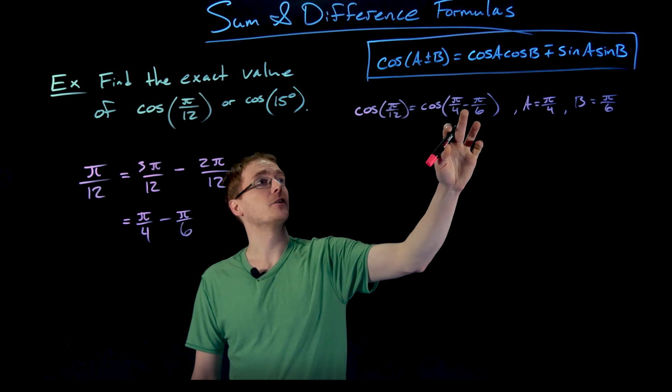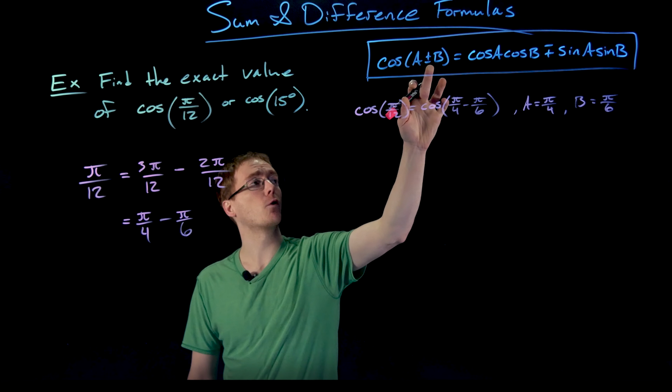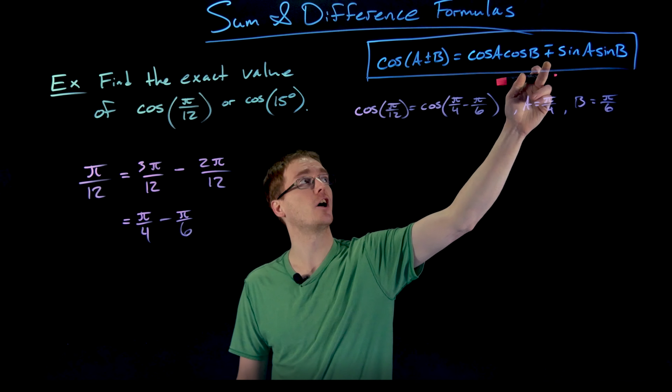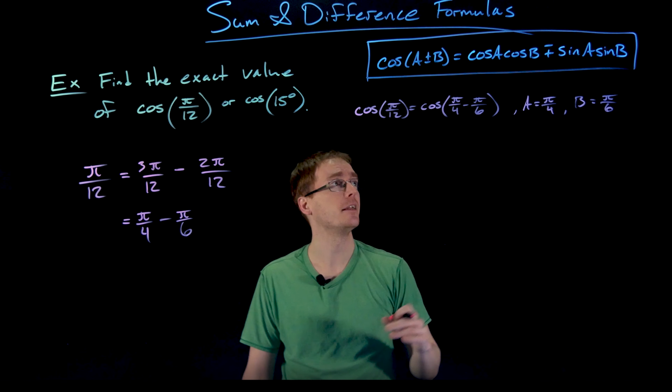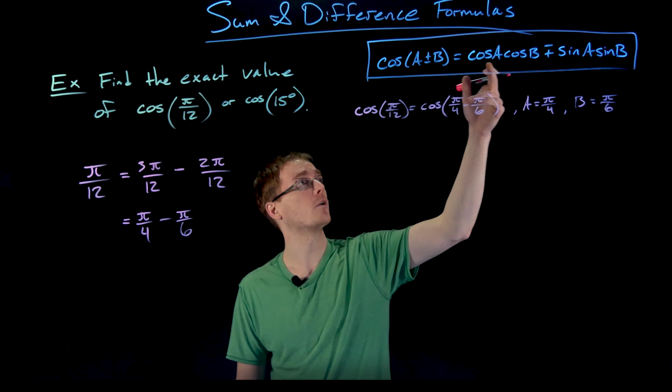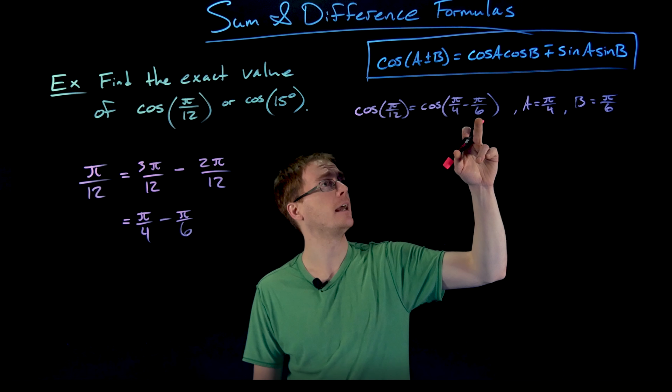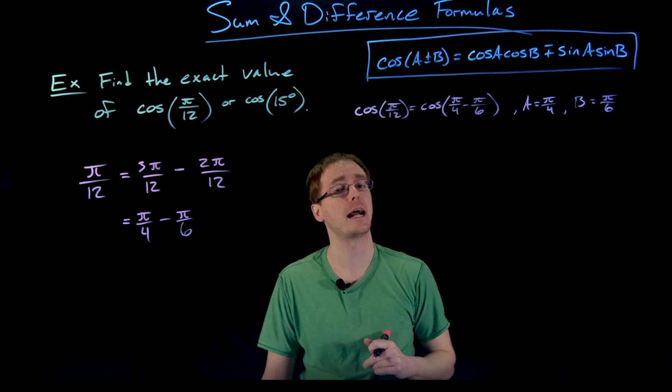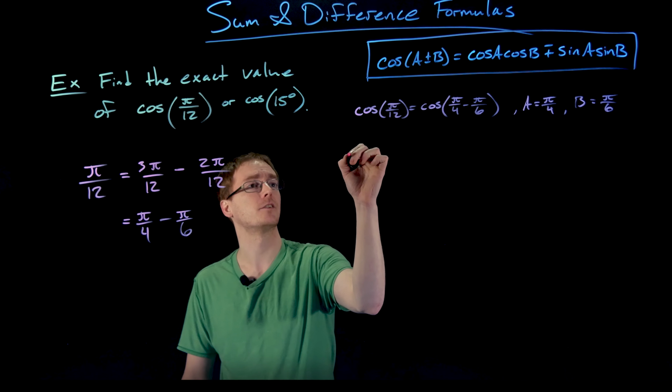So we have a difference between our two angles, which means we're going to have to use our difference formula for our cosine function, which has the sum of the two terms on our right-hand side. A is going to be equal to pi over 4 when we plug things into our formula up here, and B is our second angle, the one we are subtracting, which will be pi over 6.